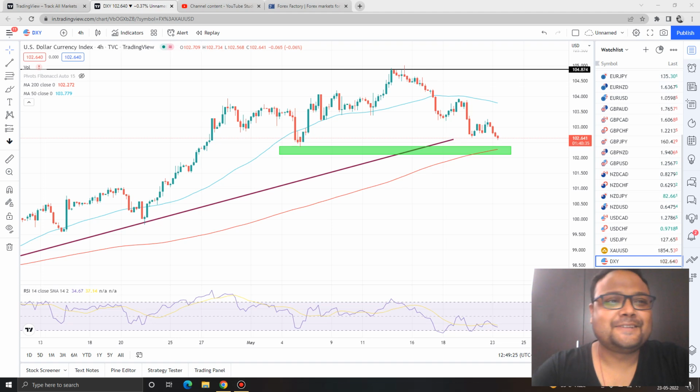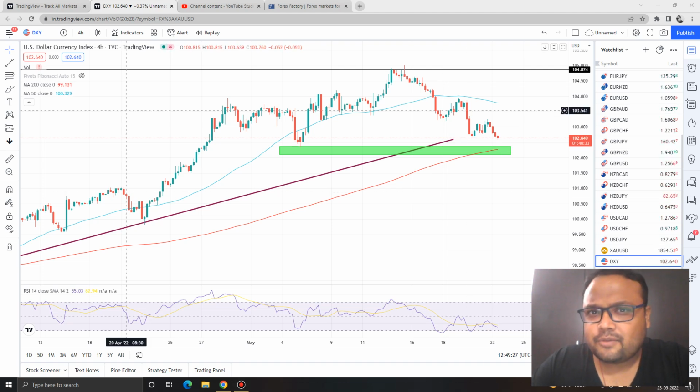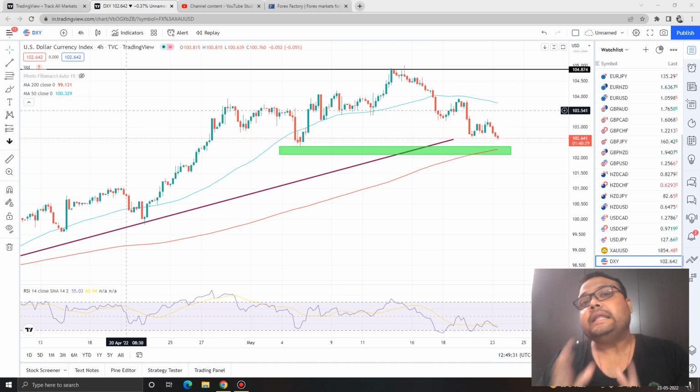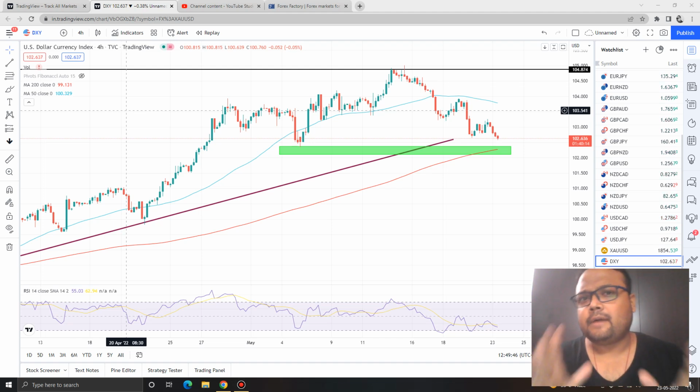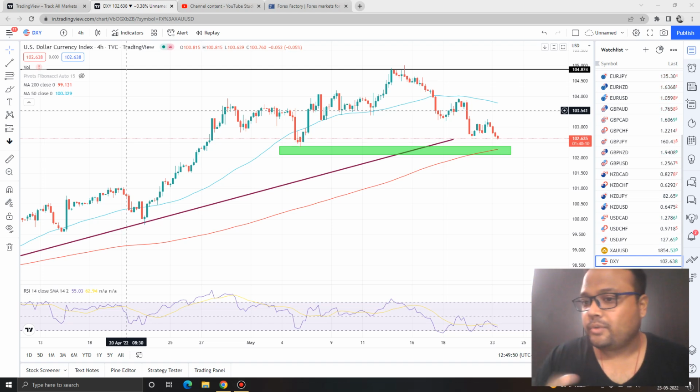So let's get started. This is the 4-hour chart of DXY. After the market opening, we can see the continuation of the selling pressure on the chart of DXY. My dear friends, I'll try to keep the video short because I do not want to repeat the same stuff. If you are looking for a detailed analysis of Euro USD, please watch the video that I uploaded on Saturday. I'll just talk about the important levels that we need for today and tomorrow.